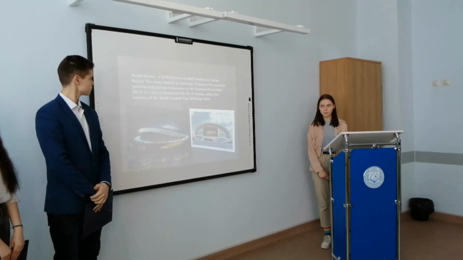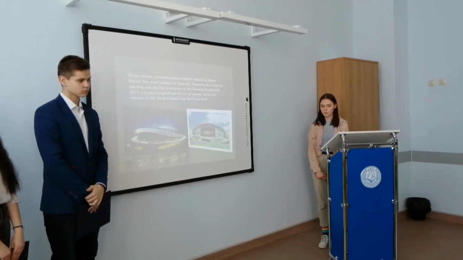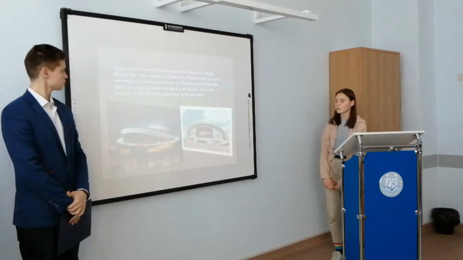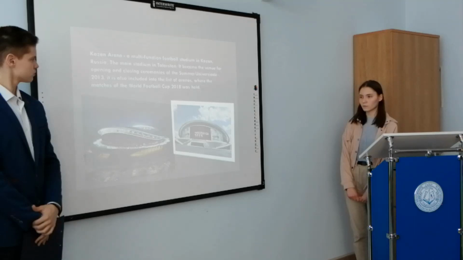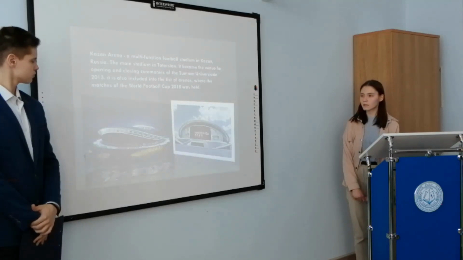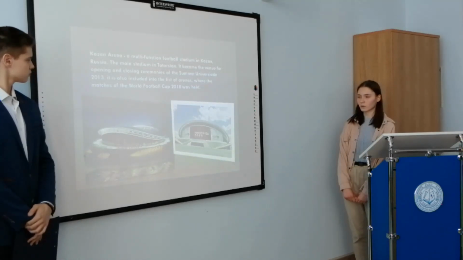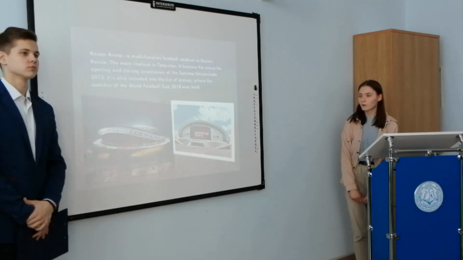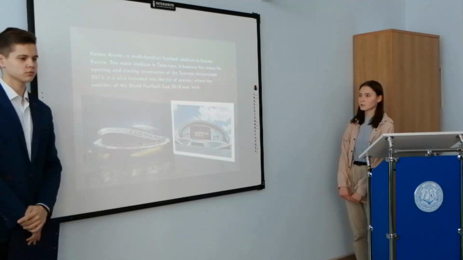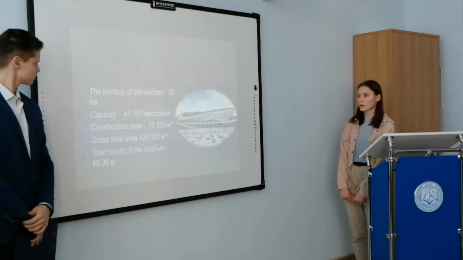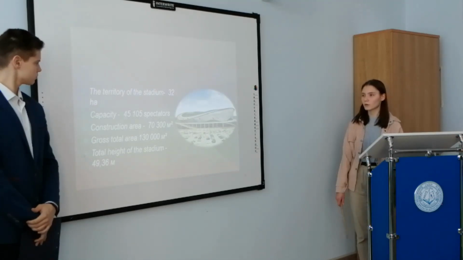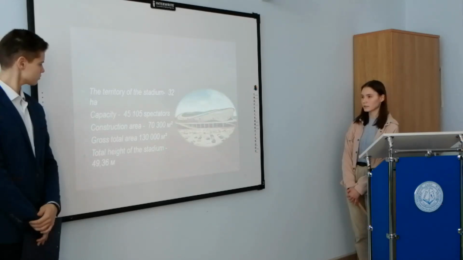Kazan Arena is a multi-function football stadium in Kazan, Russia, the main stadium in Tatarstan. It became the venue for opening and closing ceremonies of the Summer Universiade of 2013. It is also included in the list of arenas where the matches of the World Football Cup 2018 were held. The territory of the stadium is 32 hectares. Capacity is 45,105 spectators.